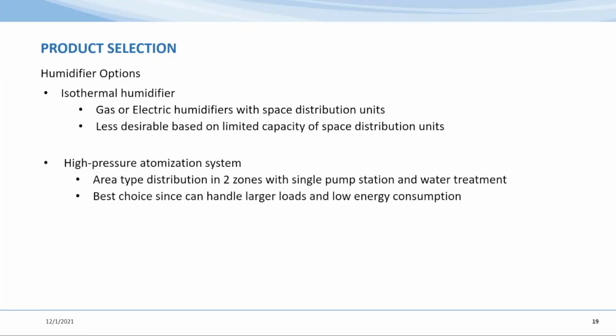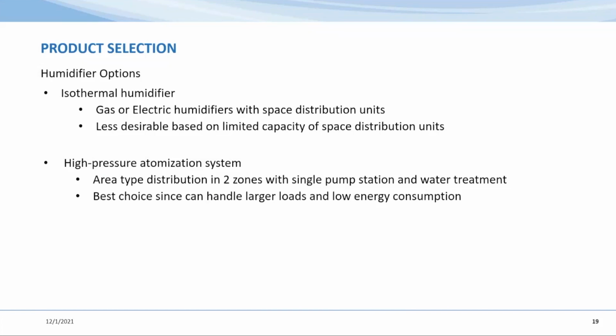But if we were to evaluate an isothermal humidifier, we could look at gas or electric humidifiers with space distribution units. With that, there is a limited capacity for those SDUs for gas or electric humidifiers. With high pressure atomization, since this is a 2-zone system, we can do this with one single pump station and one water treatment. In this specific example, it's the best choice because it can handle that larger load, and low energy consumption is one of the example goals of this specific application.